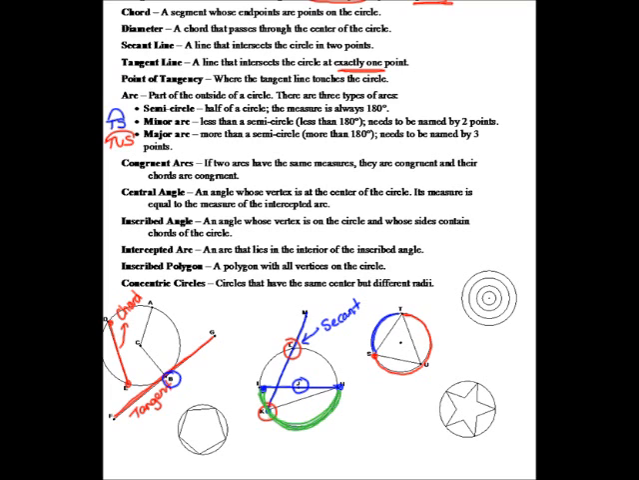Now, congruent arcs says if 2 arcs are congruent, then they have the same measure. They are congruent and their chords are congruent. So that's important, and we'll talk about that more tomorrow.